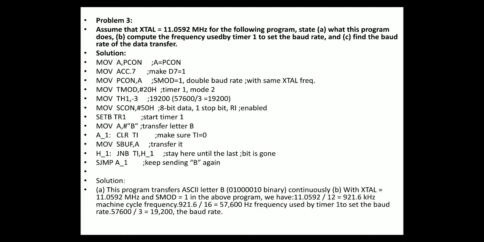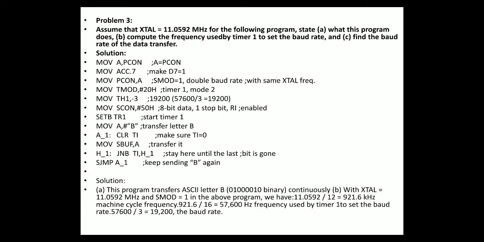First, MOV TMOD, #20H. I know this. MOV TH1, #-3. What is the meaning of this? What is my baud rate? Not 9,600. 19,200 is my baud rate because I have doubled my baud rate. Have you understood this now? Next, MOV SCON, #50H, the normal procedure for us.